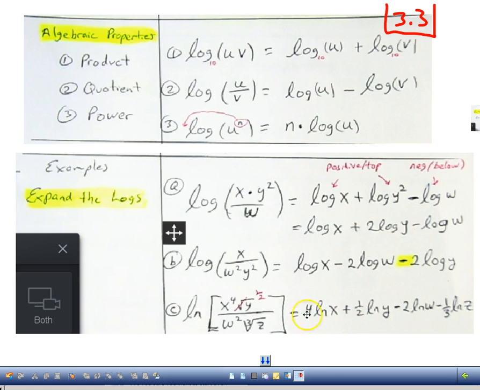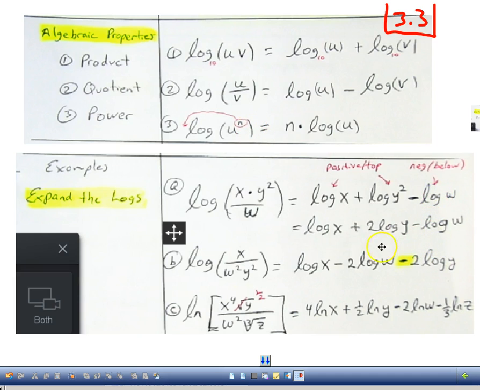It's positive. And then if we remember from earlier in the school year, the square root is the same thing as an exponent of 1/2. So we're going to have 1/2 ln y. Now, the other 2 variables are in the denominator. So I'm going to have to use negative logs. So let's start with the w squared. That's going to yield negative 2 ln w. And then the cube root for the z is the same thing as power 1 over 3. So minus 1 over 3 ln z. So that's expanding the logs. Expanded them with the properties up here.